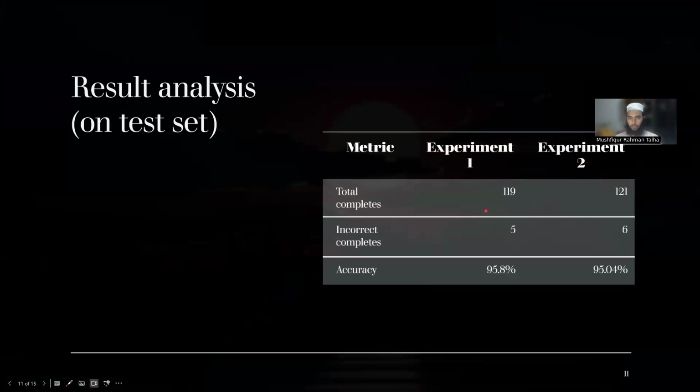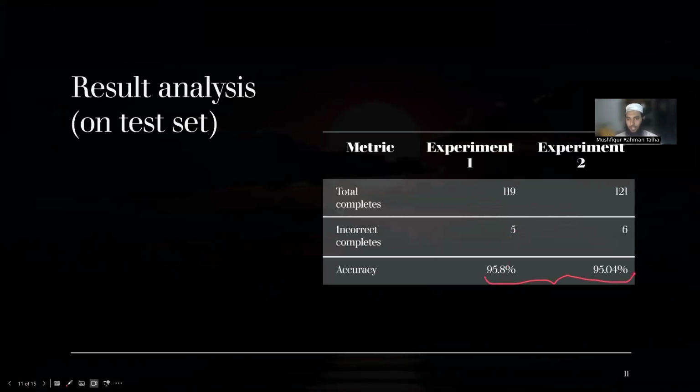We carried out two experiments, and the results are below. In experiments 1 and 2, we found completes of 119 and 121 respectively. Among these completes, 5 pairs and 6 pairs were mistaken, that shouldn't be complete by the LLM, but the LLM gave complete. And we finally found that our average accuracy is about 95%.